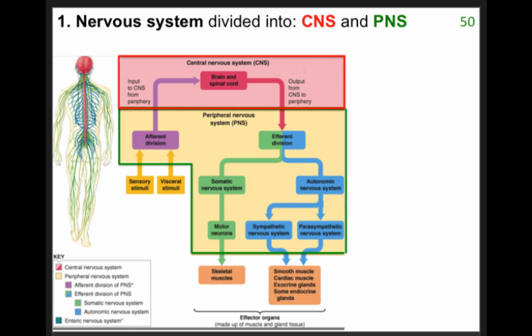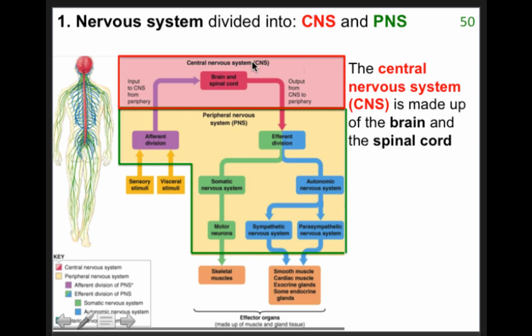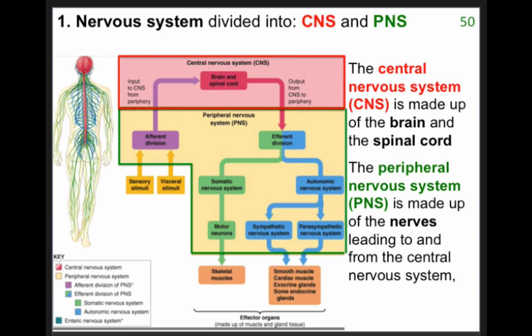The central nervous system, or the CNS, is made up of the brain and the spinal cord. So it's shown in red here, brain, spinal cord. And the peripheral nervous system, or the PNS, is made up of the nerves leading to and from the central nervous system. So it doesn't include the central nervous system, but it includes all these nerves that are sending information to the CNS and sending information away from it. It also includes not just the nerves, but any associated ganglia that are located outside of the CNS as well. So that's the first division, nervous system divided into CNS and PNS.